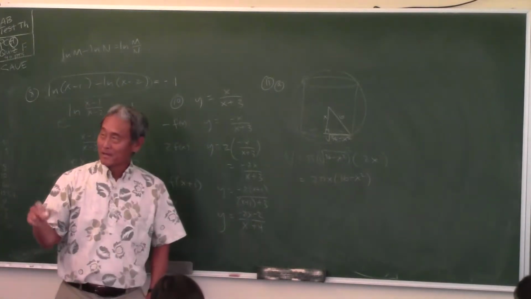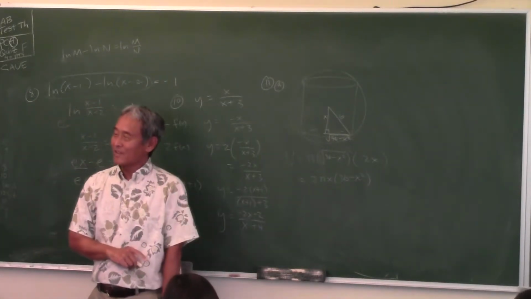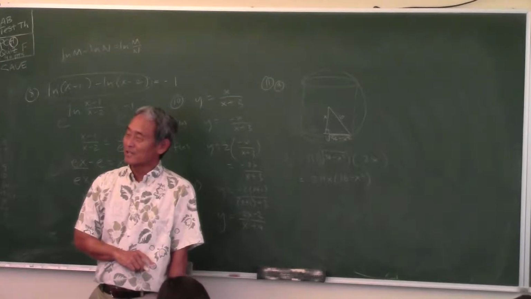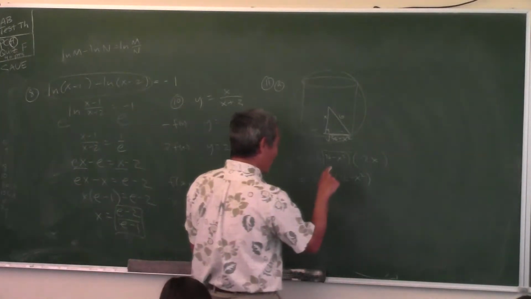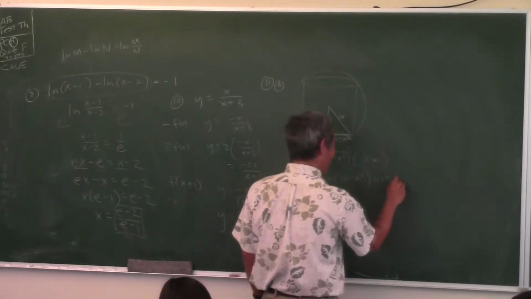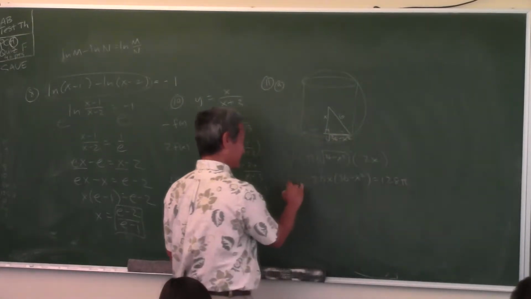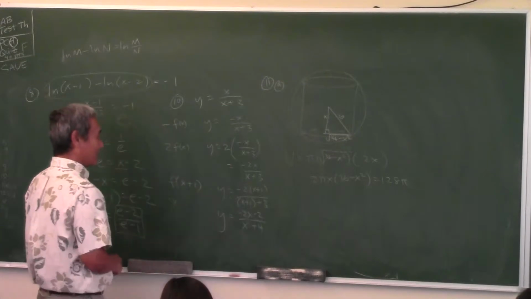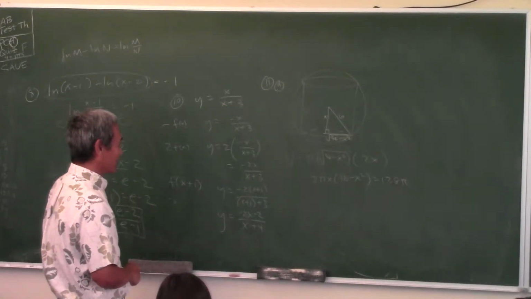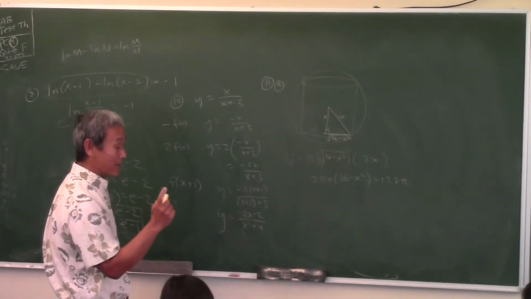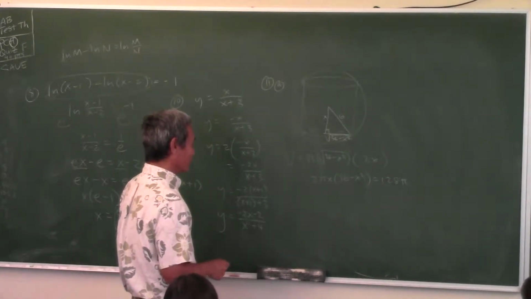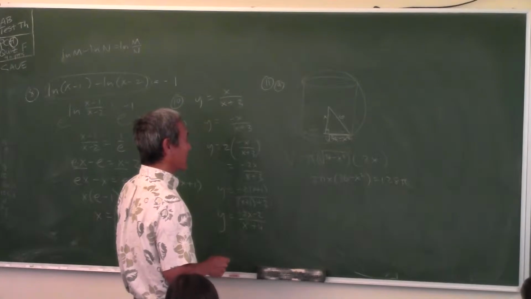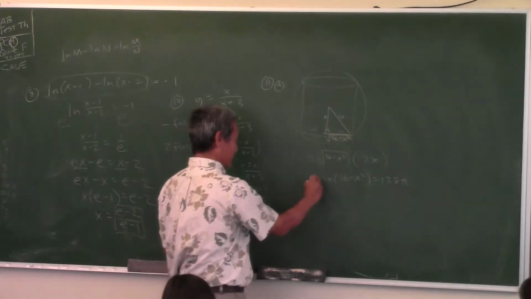Now, part B. For what values of x is the volume of the cylinder equal to 128 pi? So, I want to know when is this equal to 128 pi? Now, how the heck am I going to solve this equation? Without a calculator. There's no calculator tomorrow, huh? What's the first thing you should do? Divide both sides by 2 pi. So divide by 2 pi.